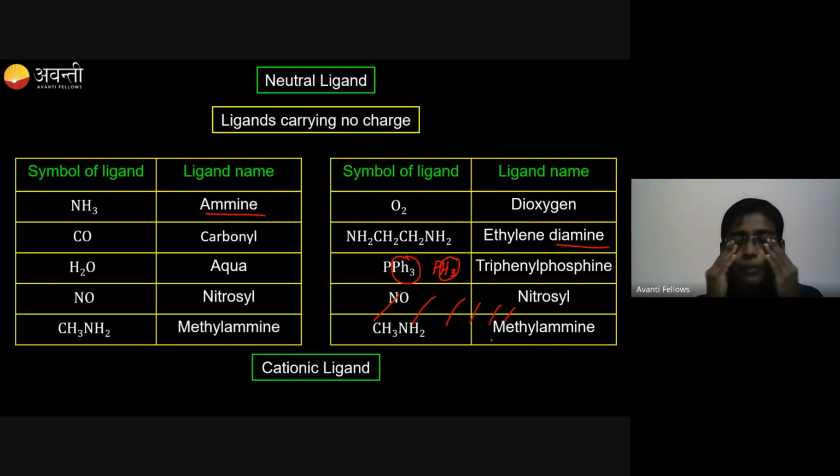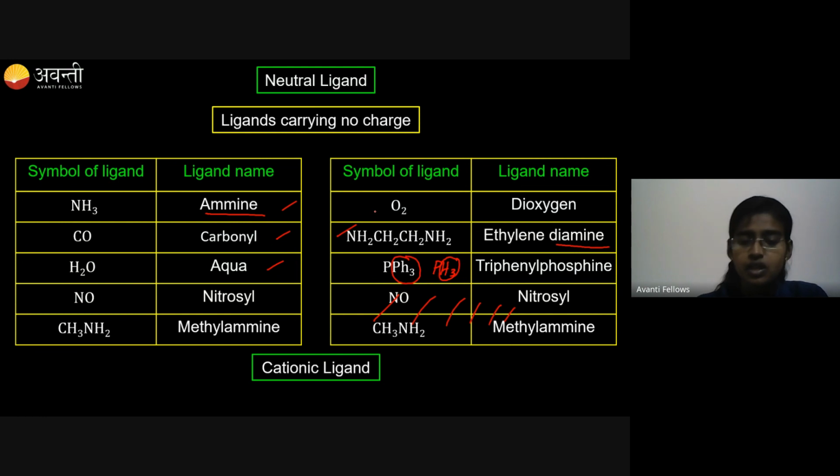So the very important neutral ligands are ammine, carbonyl, aqua, and ethylenediamine. These 4 ligands are very, very important. They are used very commonly in most of the compounds.